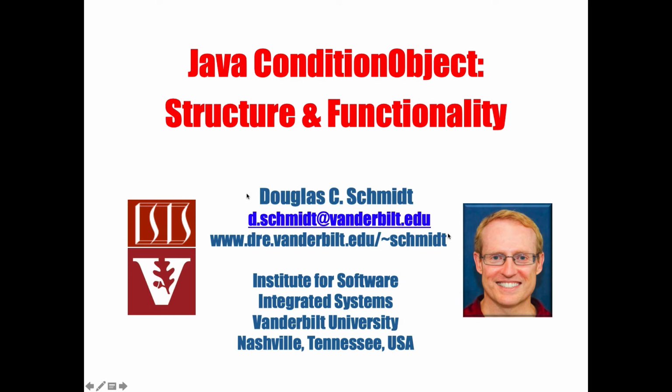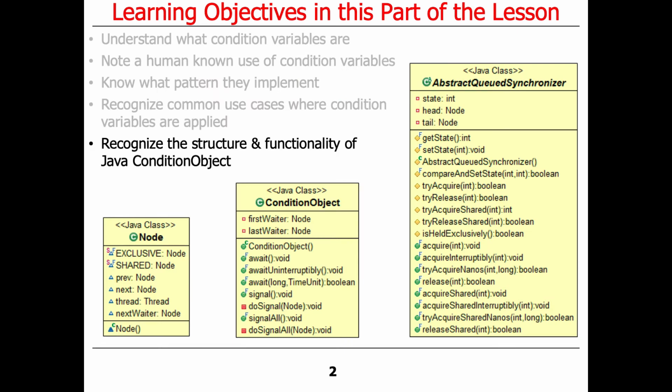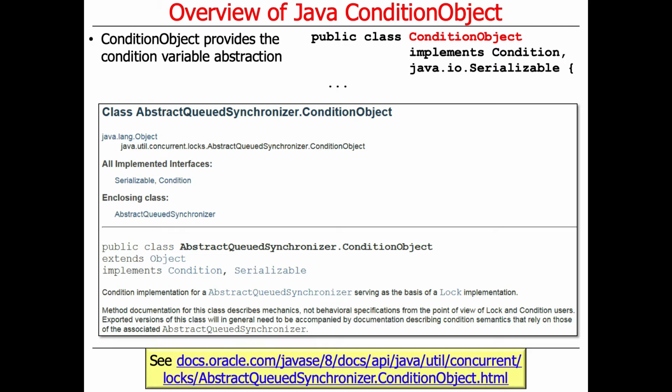So now that I've talked about condition variables as an abstraction and shown you some of the key moving parts and a little bit about the protocol of how you have to acquire a lock and check a precondition in a loop, at long last we can turn our attention to the Java ConditionObject, which of course is an implementation of condition variables.